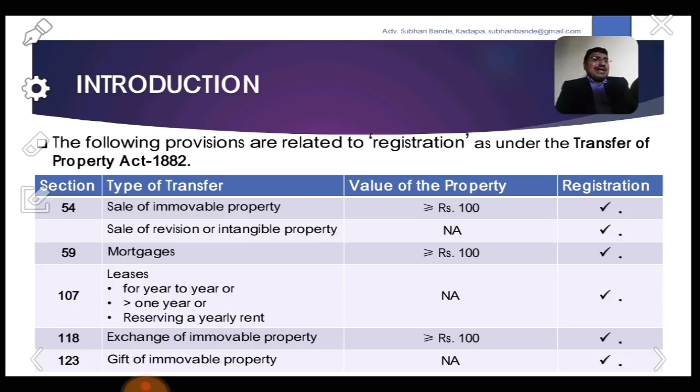As per Section 105 of Transfer of Property Act, lease is the transfer of right of enjoyment. The right of enjoyment over certain immovable property is transferred from the lessor to the lessee for an express or implied period or a particular period. If such period is 1 year or more than 1 year, then the registration is compulsory as per Section 107 of Transfer of Property Act.